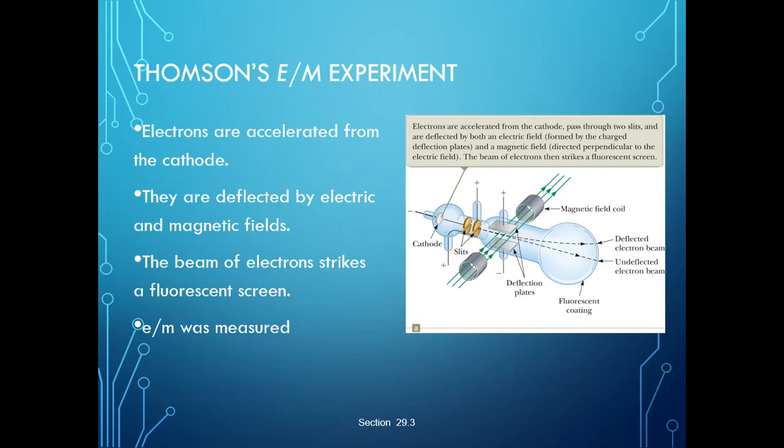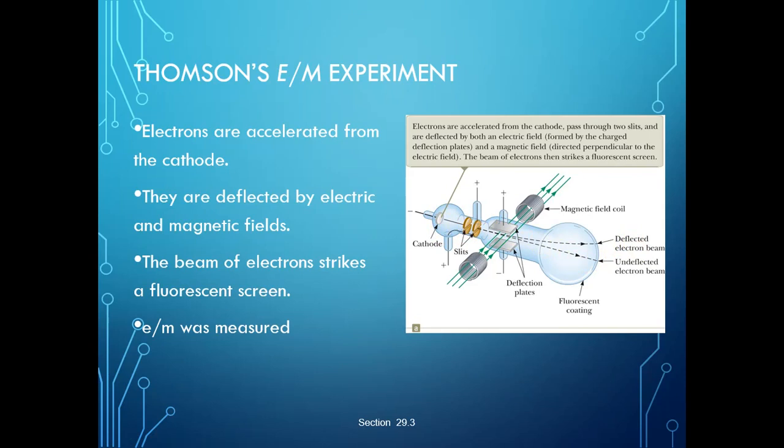In this experiment we will use the cathode ray tube. See, this is our cathode ray tube. The electrons are accelerated from the cathode. Here is our cathode and these are our two slits, and the electron beam strikes and is deflected.